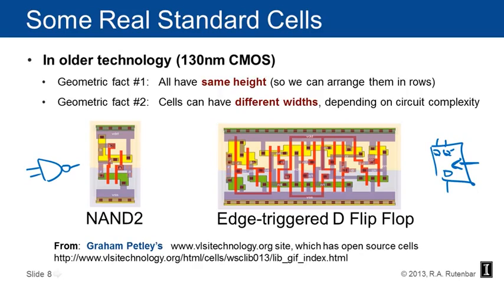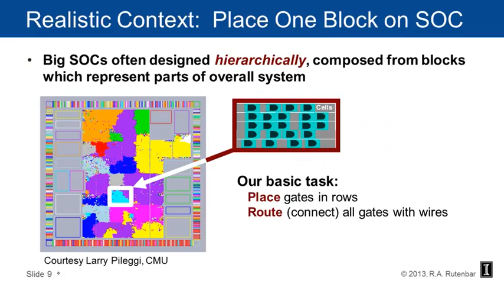So standard cells, they all have the same height. We snap them together in rows, and they have different widths because they have different circuit complexity. In a realistic context, what we're talking about is placing the insides of one block on a big system on chip kind of design.